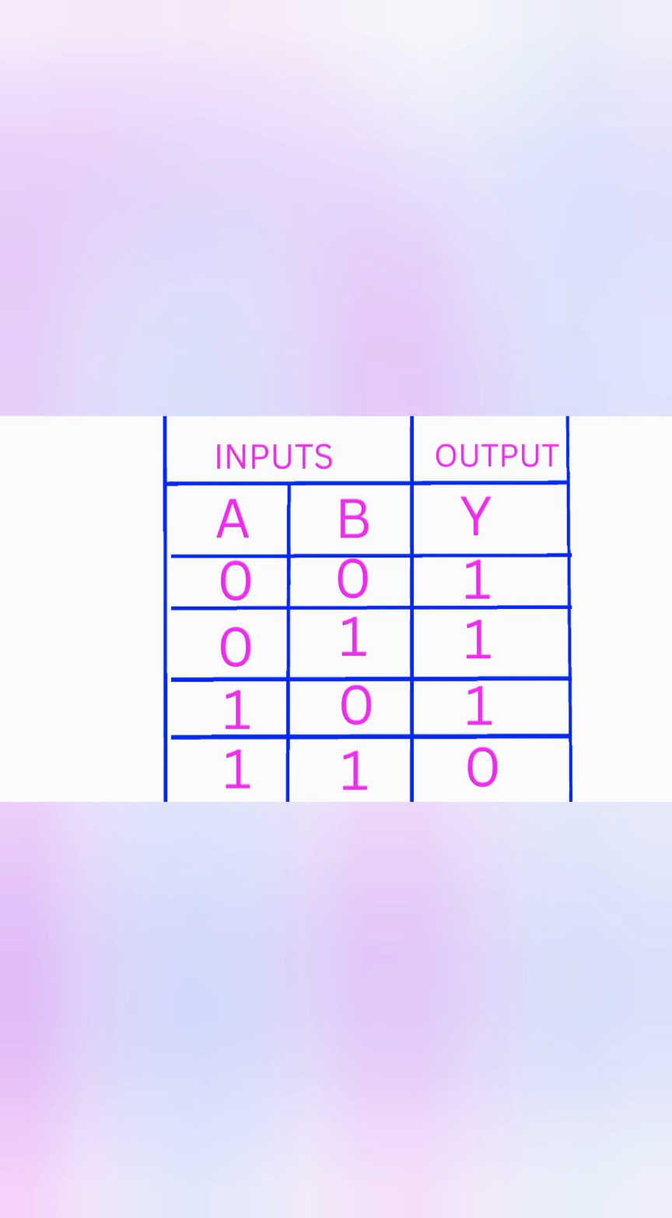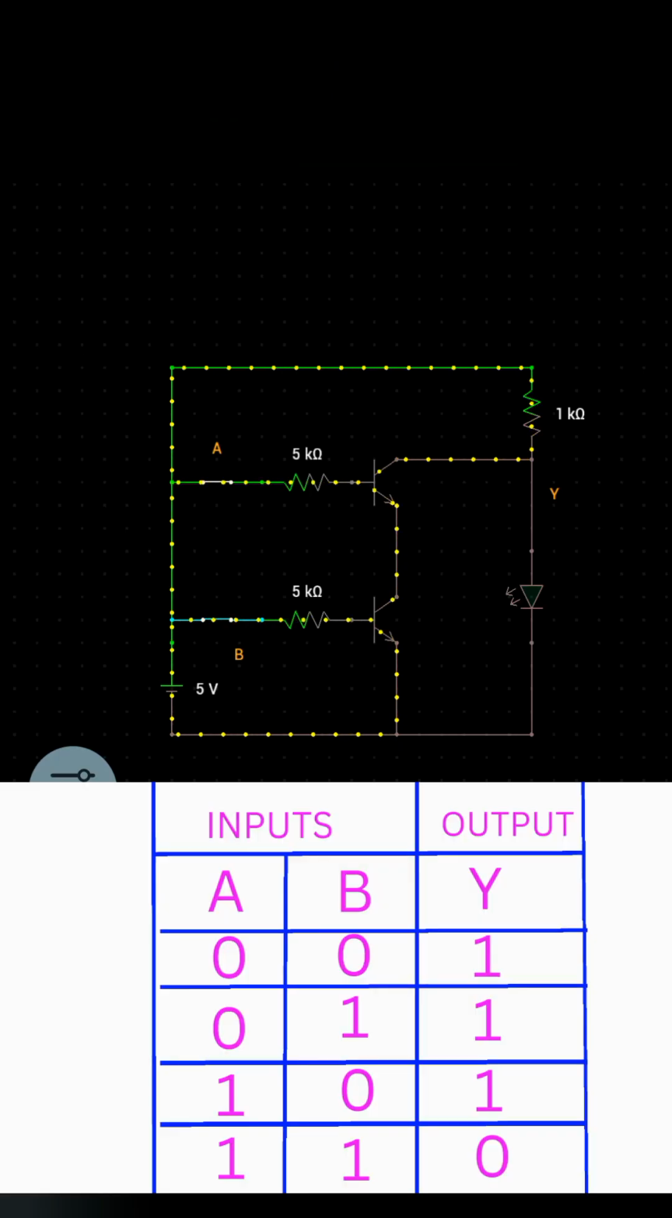Now let's test the circuit. When all inputs are true, the output would be false, as you can see that the switches are closed and the LED is off. But when one input is false, the output would be true. And when all inputs are false, the output remains true.